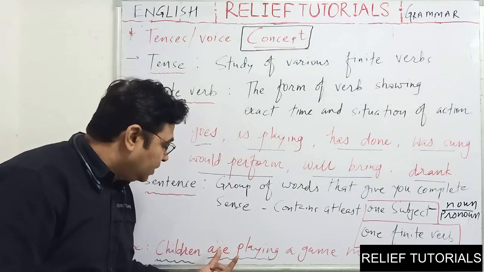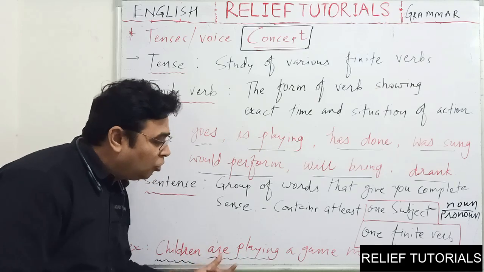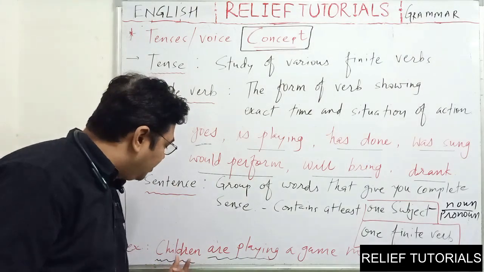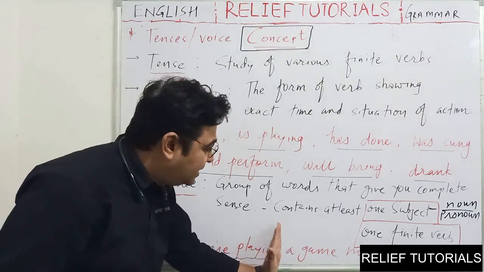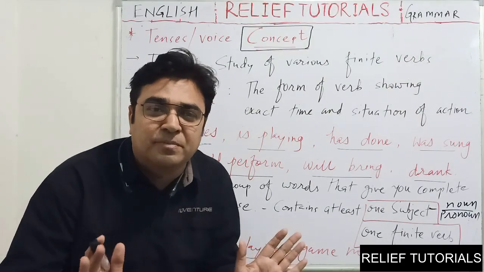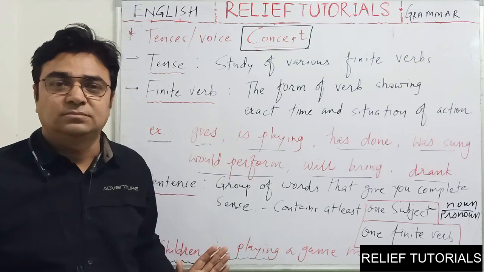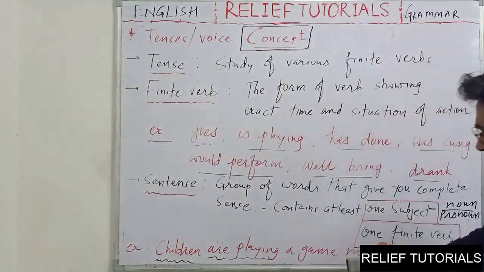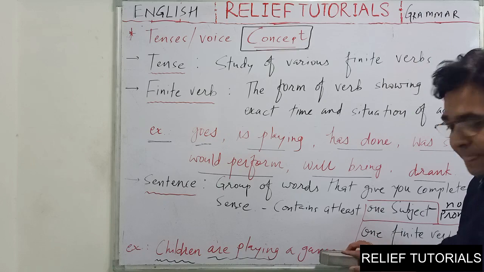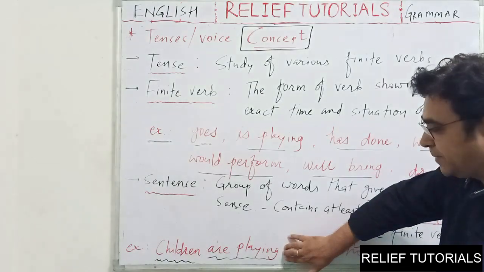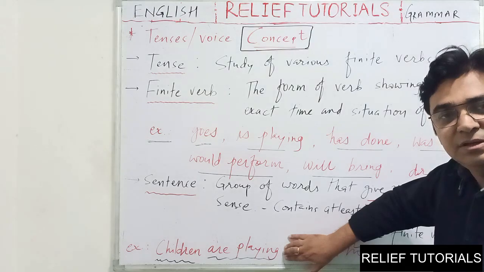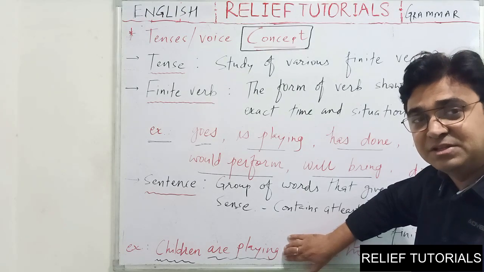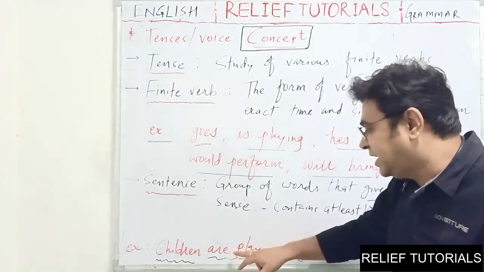And if you remove either of these, either children or are playing, sentence formation is not possible. Just imagine, if I remove children and are playing, the only part left is a game now. A game now does not make complete sense. It is not called a sentence. At the same time, if I remove a game now, suppose you hide this particular part, and only children are playing remains, it again gives you the complete sense. So why do these two words give you complete sense? Because they are a must in a sentence. These two words are subject and finite verb.